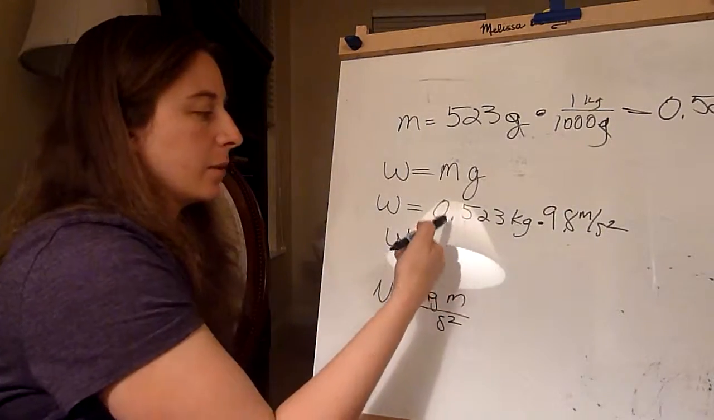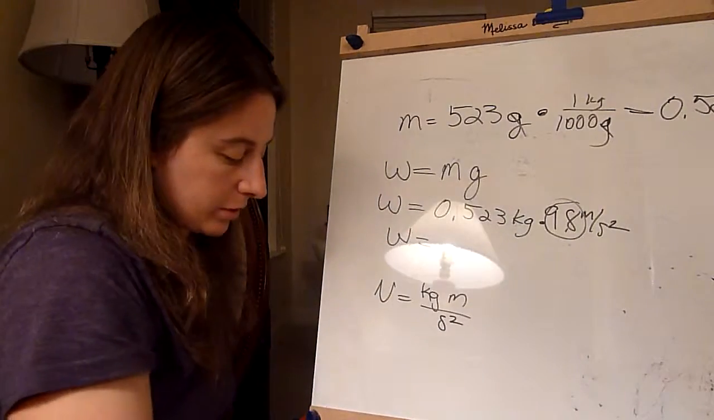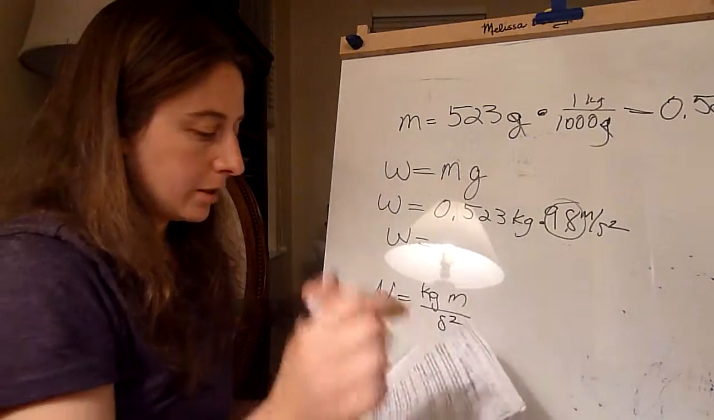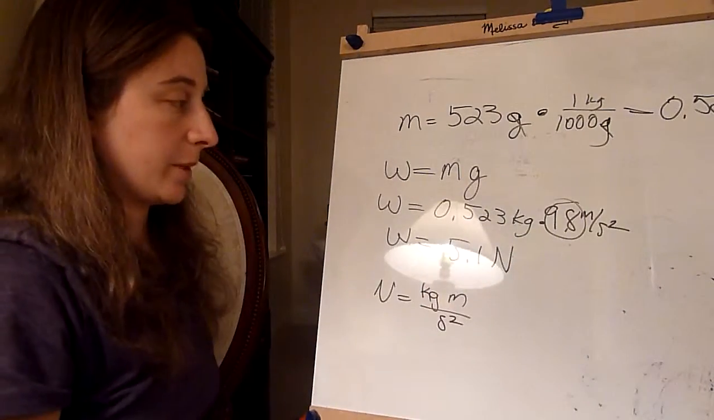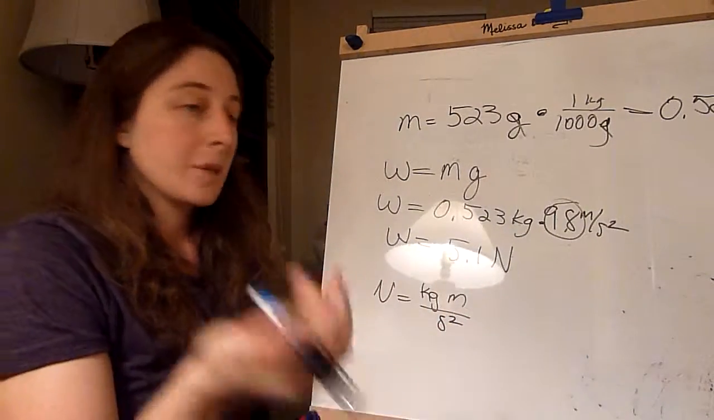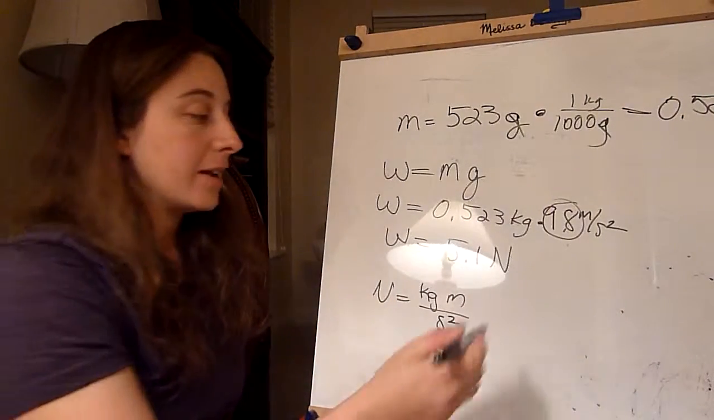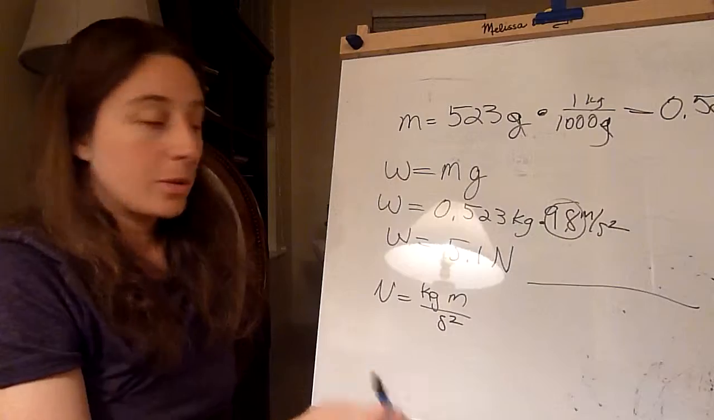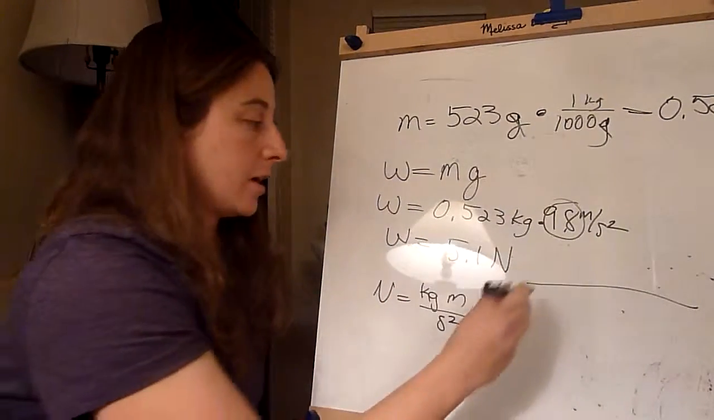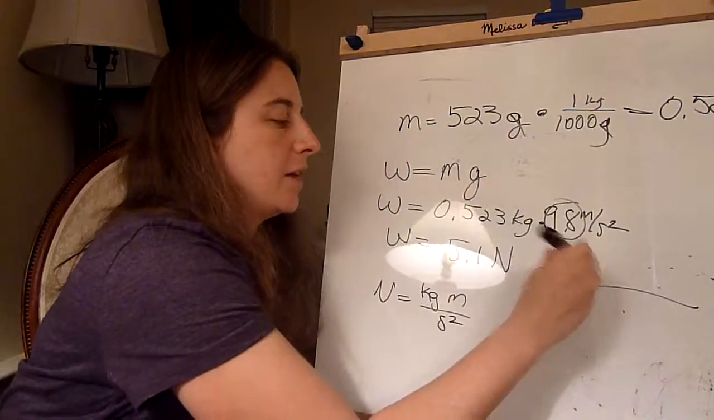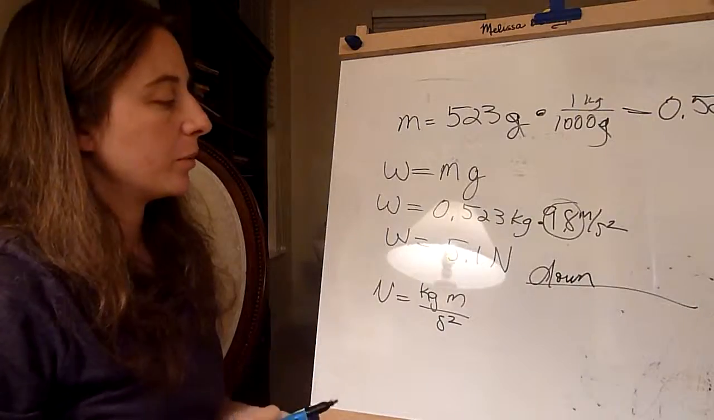So when I plug 0.523 times 9.8 into my calculator, keeping two significant figures, I get 5.1 newtons. Now, is that going to be a complete answer? Well, no. 5.1 newtons is a force. A force is a vector quantity. Since acceleration due to gravity is down, we'll go with down toward the center of the Earth. So weight: 5.1 newtons down.